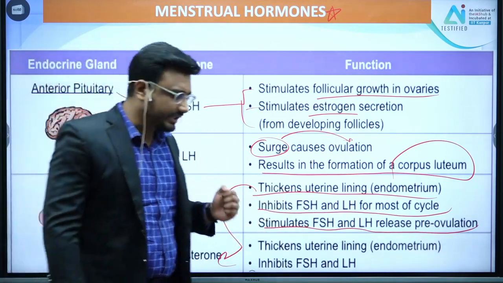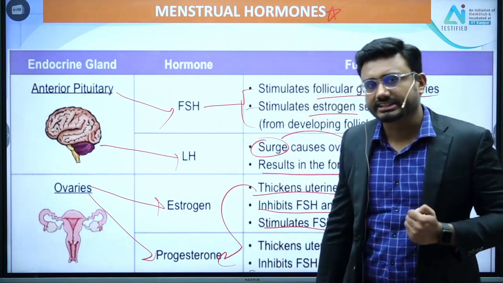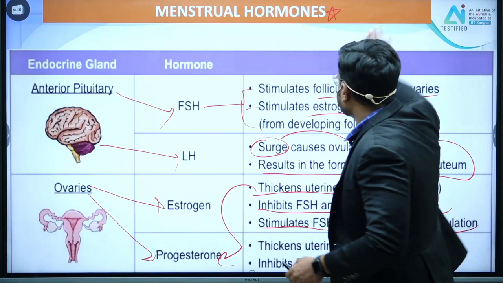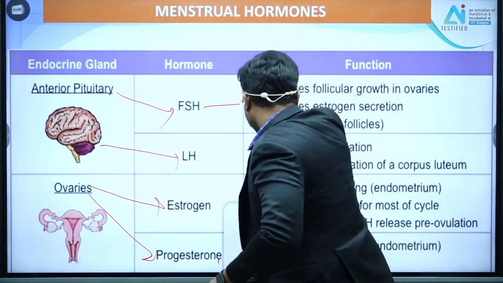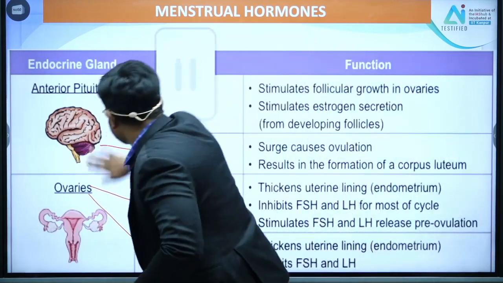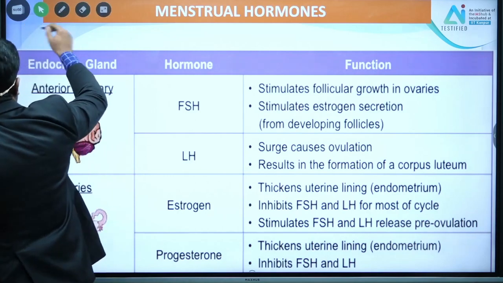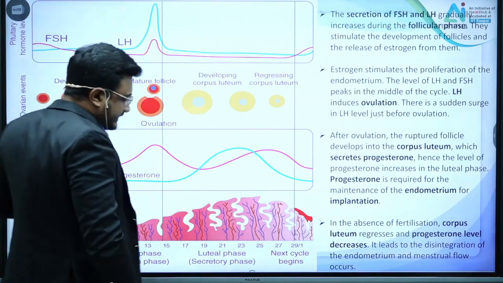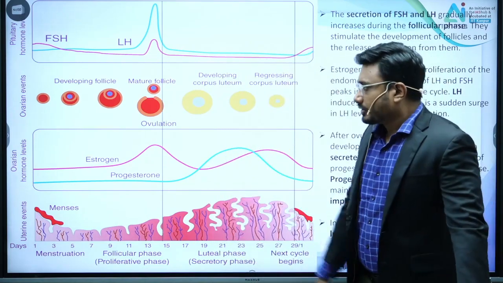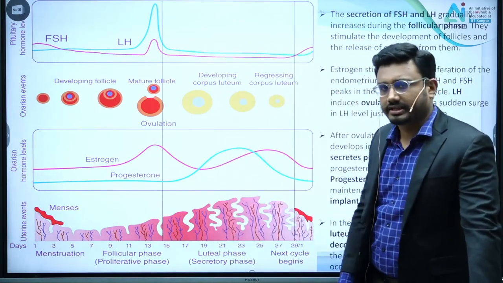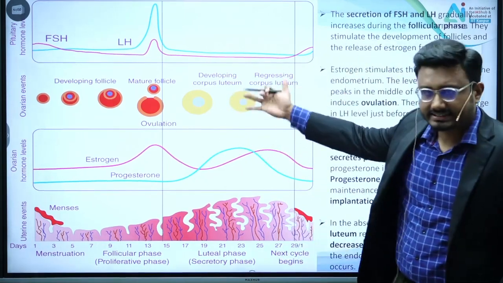So now we have studied the role of the hormones that are taking part in the menstrual cycle. Now let us move to the next key concept from this chapter. This graph is a very important topic, and a question is sure to come from this graph in the exam. So now let us try to understand this graph.